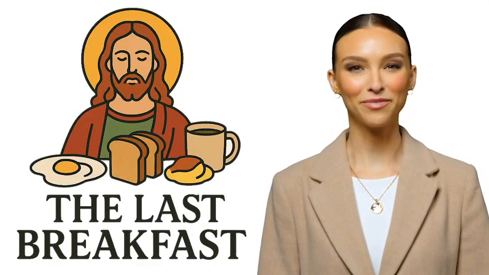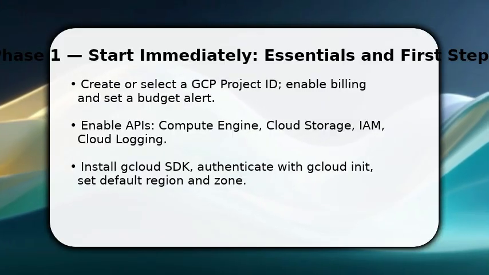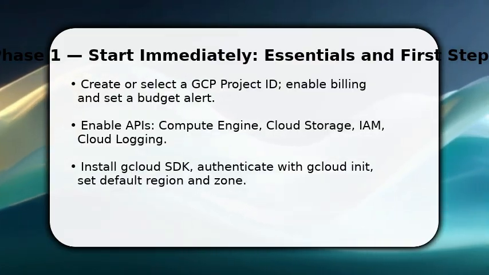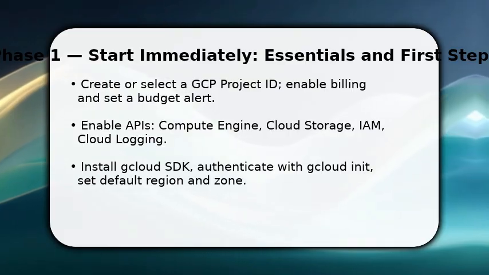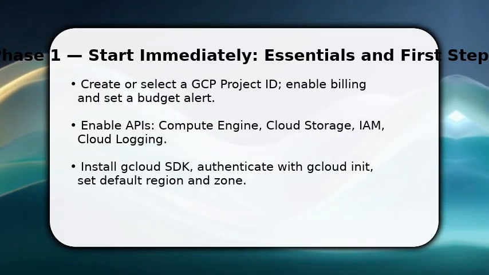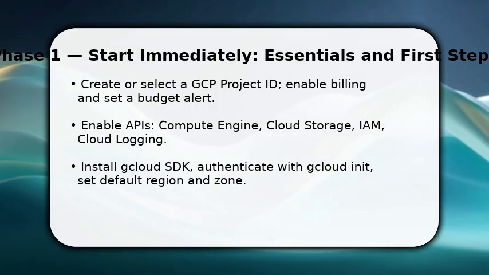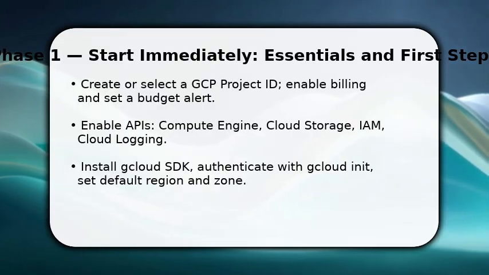Please enjoy the video. You start by preparing your Google Cloud environment so you can act immediately. First, create or select a project and enable billing. This unlocks APIs and resource quotas. Once done, enable key APIs: Compute Engine, Cloud Storage, IAM, and Cloud Logging.